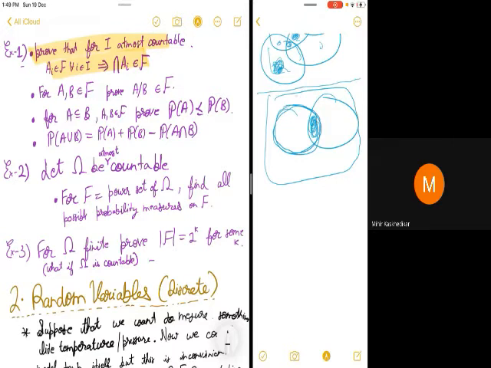A complement, which is this region, intersection B will be this region. So this region also belongs to F, but this is just B minus A, yes, B slash A. And in a similar way, we can prove that A slash B belongs to F.